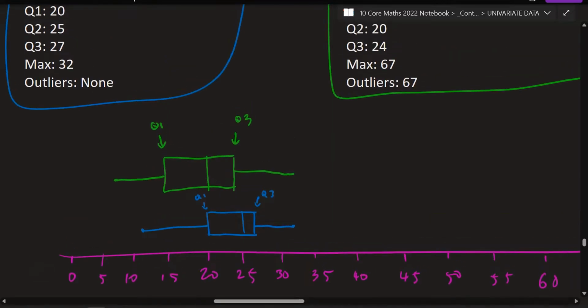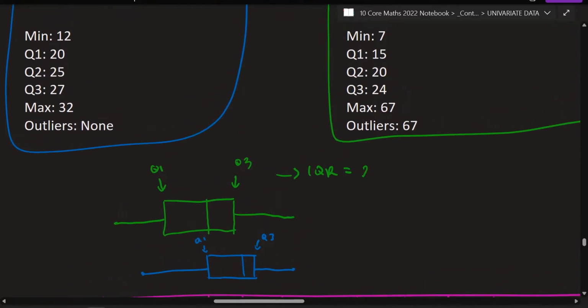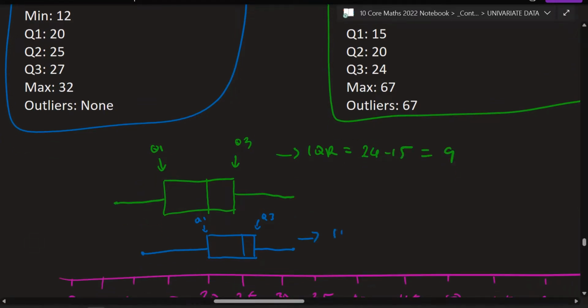So for example, the IQR for the green would be, what's that? 24 take away 15, which is 9. So that has an IQR of 9. And the IQR for the blue is going to be 27 take away 20. So which one has a higher IQR, guys? Green has a higher IQR. Yeah, it's got 9 as an IQR.